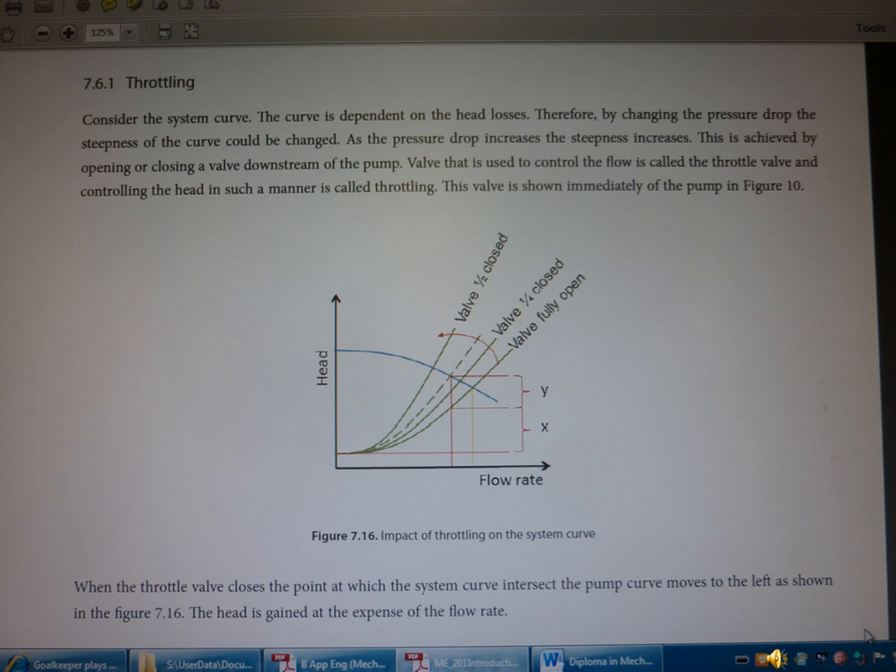So when you see the throttling, depending on the kind of valve, whether the valve is fully open, half closed or one-fourth closed, the flow rate will change. You can see those in the characteristic diagram.